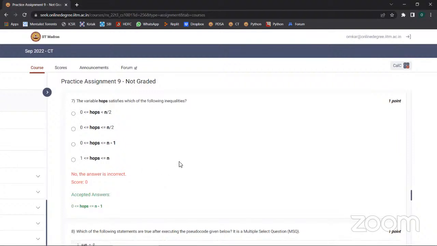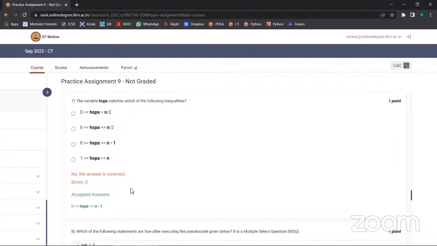Okay. Let me explain. What will be the possible values of hops? That's what we are asking, right? We are not asking the actual value of hops, which depends on actual data. We are interested in the range of values for the variable hops, and it ranges from 0 to n-1, both endpoints inclusive. That means 0 is less than or equal to hops, which is less than or equal to n-1. So hops can be 0, it can be n-1, or any value in between.